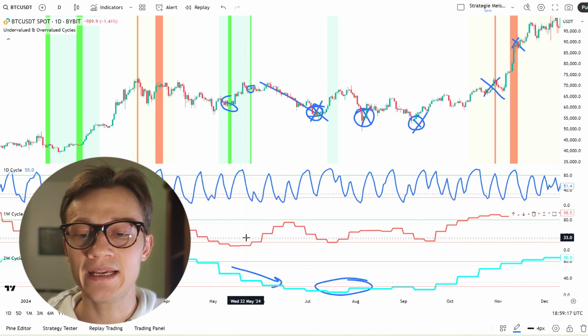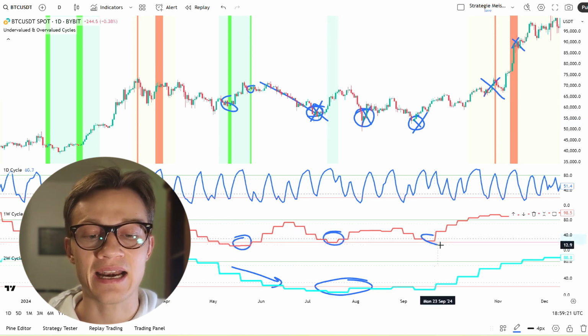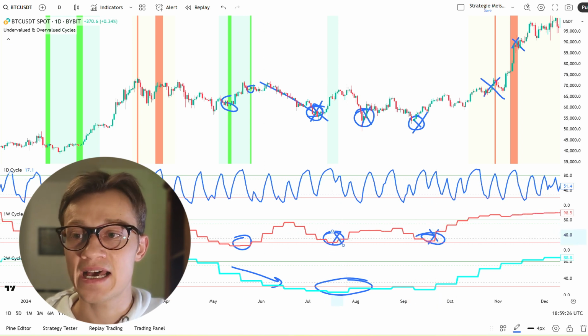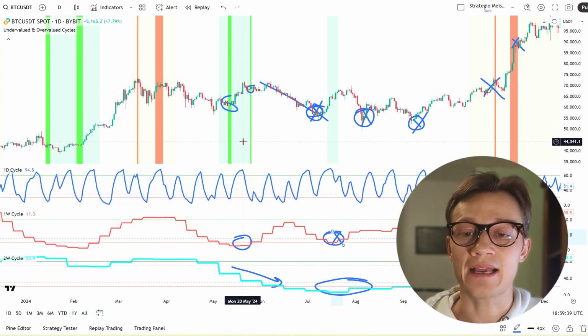And if you follow the weekly cycle, especially the reversal points, and when the weekly cycle is around 20, you actually enter Bitcoin for the best possible price. So the best thing you can do is to combine these colors on the screen with the cycle indicators.